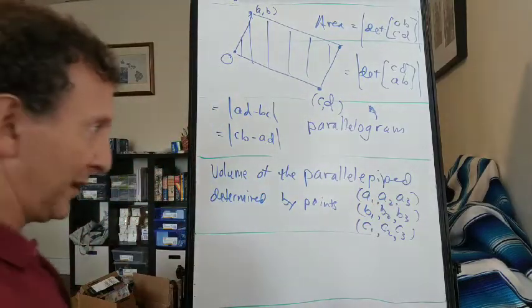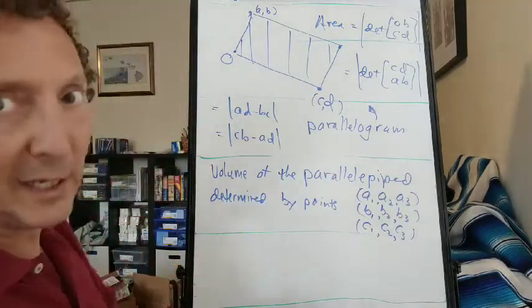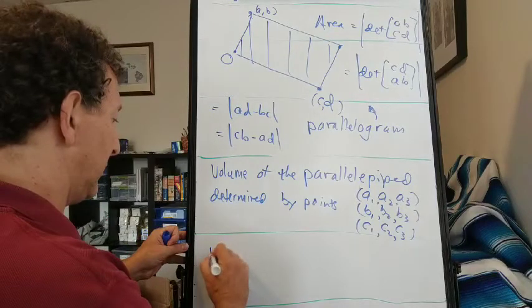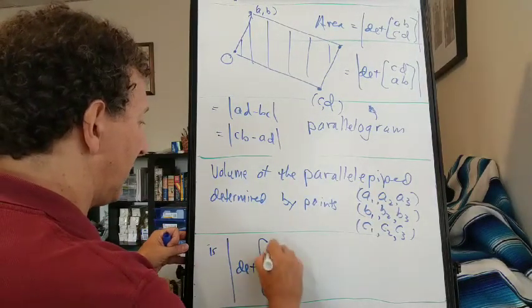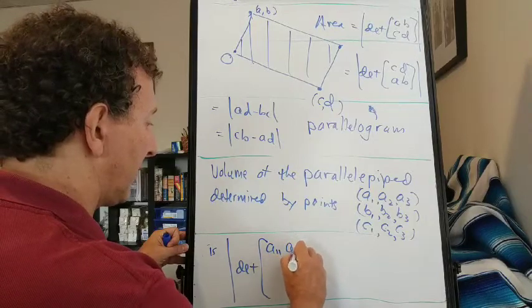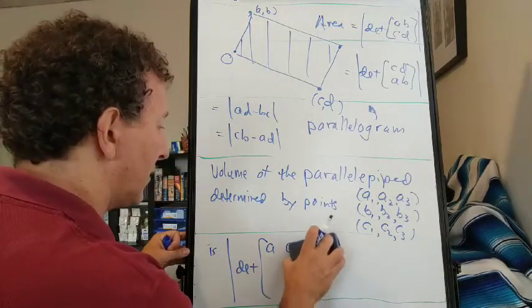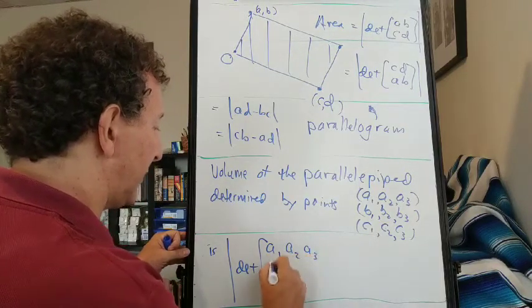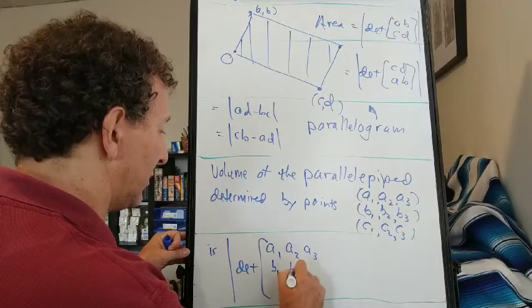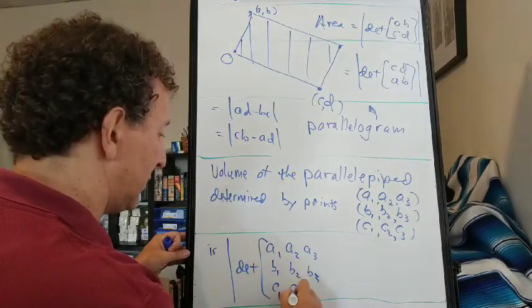Is probably what you would guess. It's the determinant of the matrix we get by putting these points together, in absolute value. And we can put these 3 points in there in any order. I'll put them in the same order I drew them here.